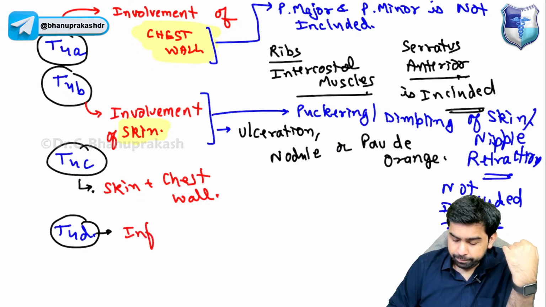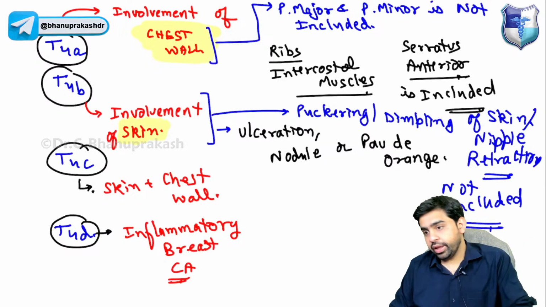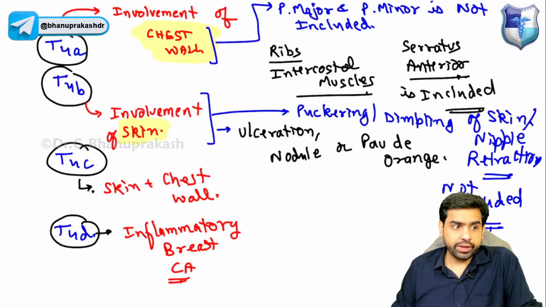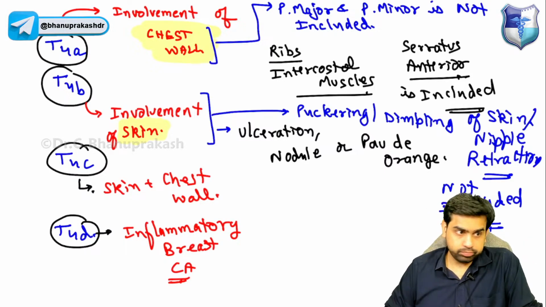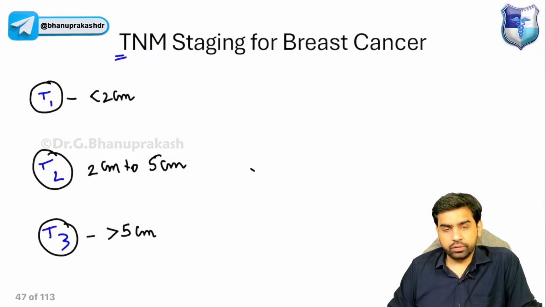It is inflammatory breast cancer. Okay, it is inflammatory breast cancer. I hope you have understood this particular point. T4D is basically inflammatory breast cancer. Understood? So this is about the T stage of the patients with breast cancer.